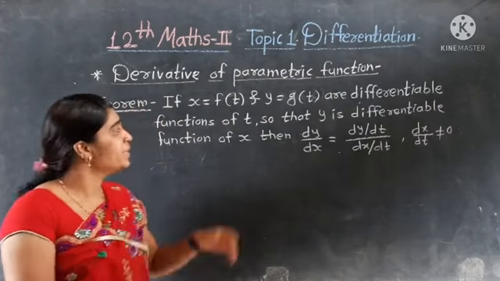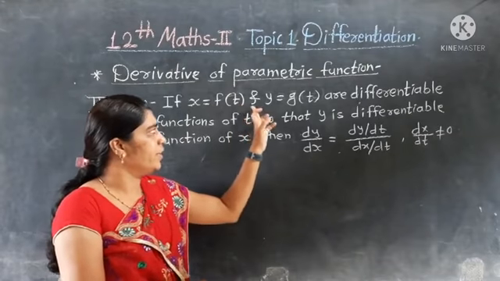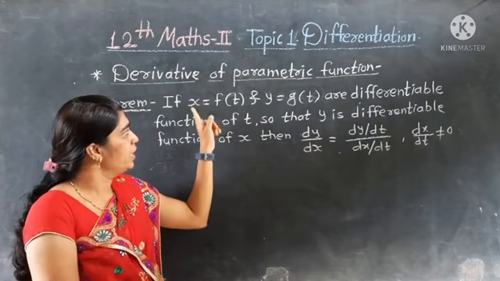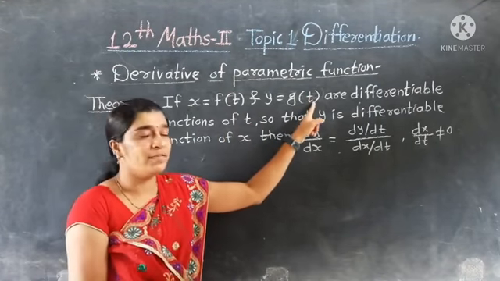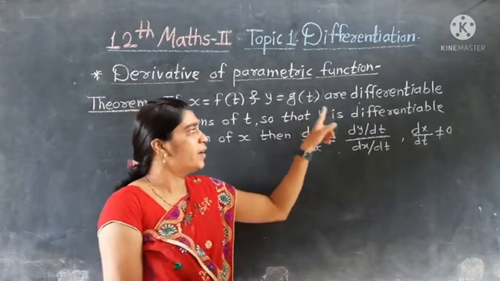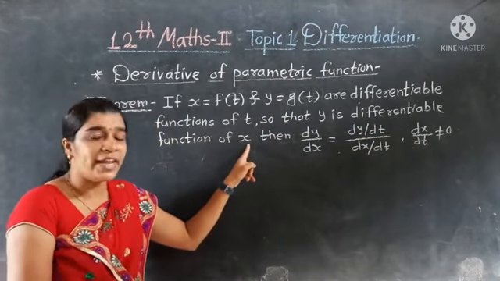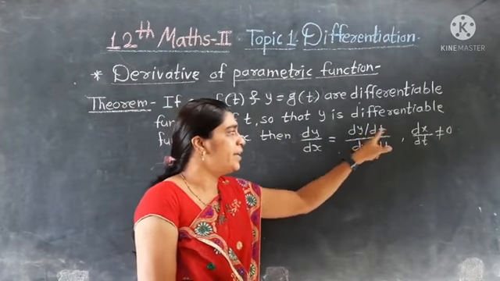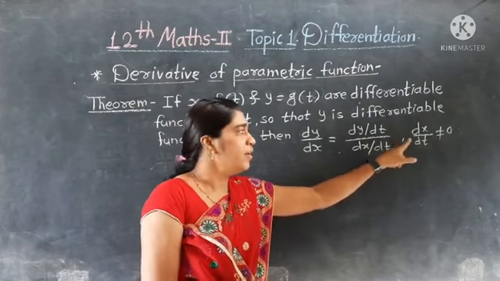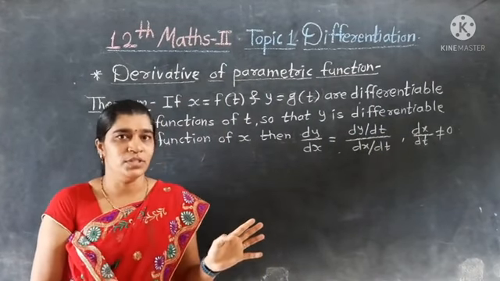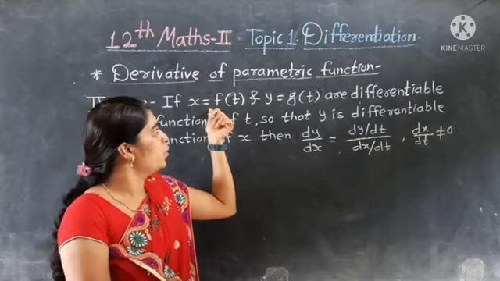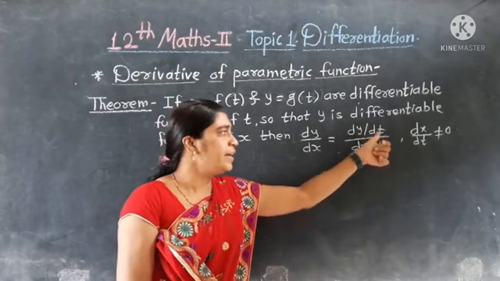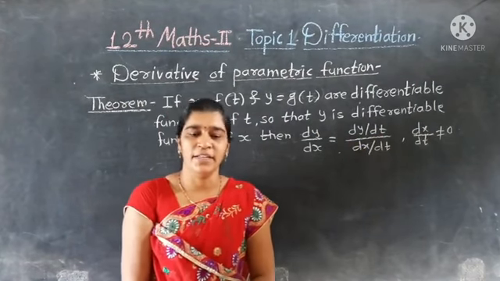See, if x is equal to f of t and y is equal to g of t are differentiable functions of t, so that y is a differentiable function of x, then dy by dx is equal to dy by dt upon dx by dt, where dx by dt is not equal to 0. So in the example where you are given x and y, you have to find dy by dx using the formula dy by dt upon dx by dt.